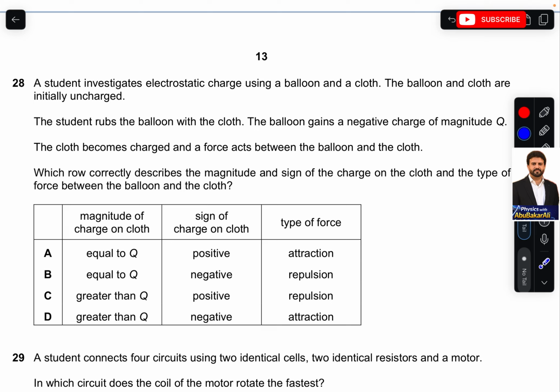The balloon is gaining the negative charge. It means the balloon gains electrons, and the cloth will lose electrons. Then the cloth will become positively charged and the force will be attraction. So the answer to 28 is option A. The magnitude of charge on both is equal to Q. The sign of charge on the cloth will be positive. The type of force is attraction.